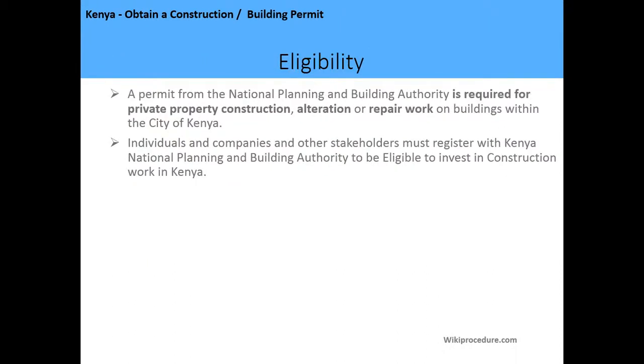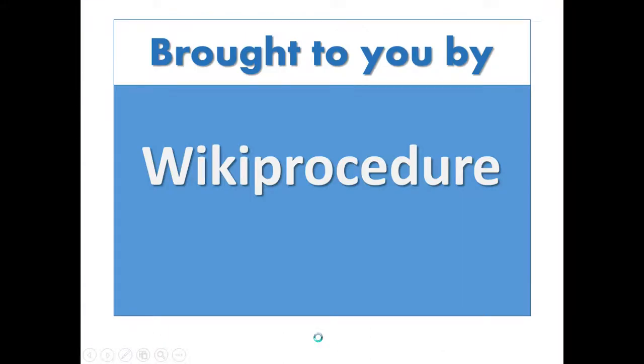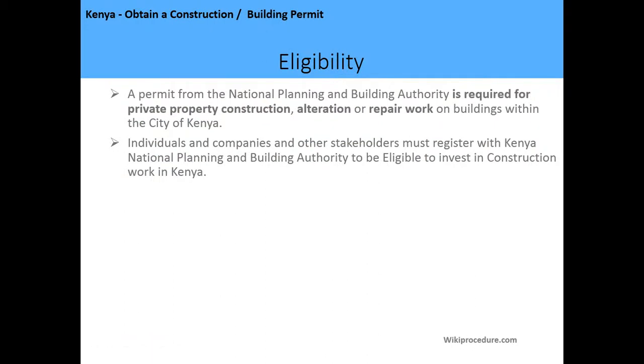So let's move on. The eligibility. A permit from the National Planning and Building Authority is required for private property construction, alterations, or repair work on buildings within the City of Kenya. Individuals and companies and other stakeholders must register with Kenya Planning and Building Authority to be eligible to invest in the construction work in Kenya.